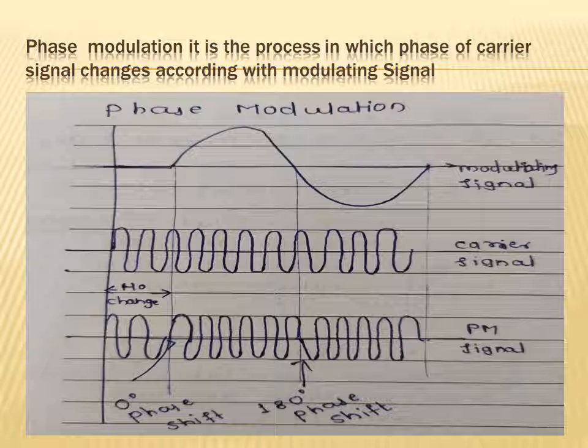So what is frequency modulation? Frequency modulation is the process in which the frequency of the carrier signal varies or changes according to your modulating signal. Which two parameters are constant in frequency modulation? Amplitude and phase remain constant in frequency modulation.